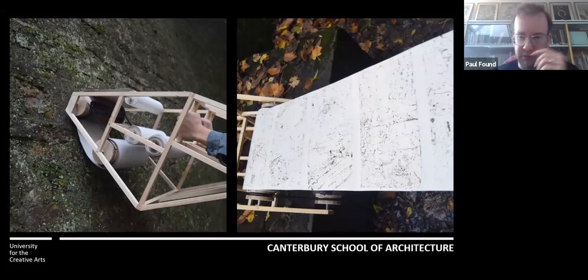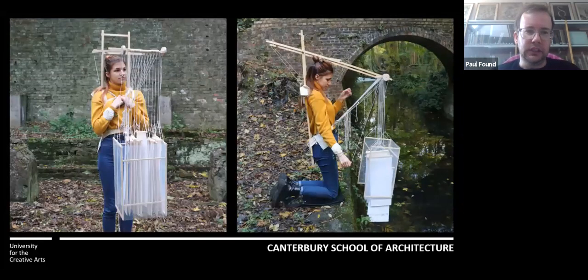So this example uses a roll of paper and an ink roller to capture textures from the walls and from the floor and from the pathways, for example. And this one, again at the same site, allows sheets of paper to be lowered into the water. So it provides a physical connection between the site and the paper and the person. Again, it's about pushing people's creativity, pushing people's idea of what architecture and interior architecture design can be.